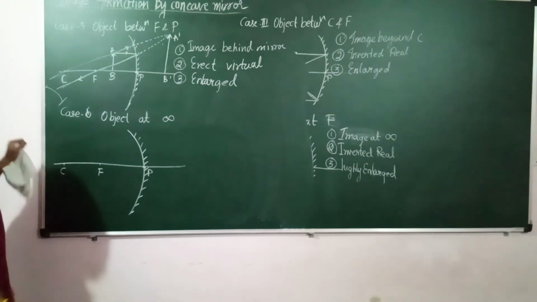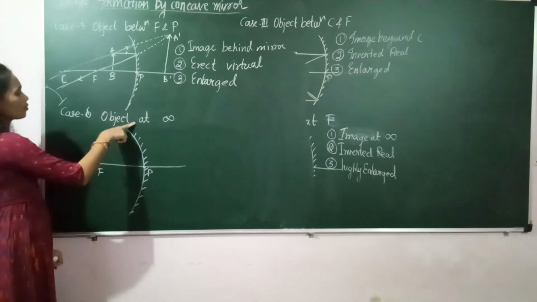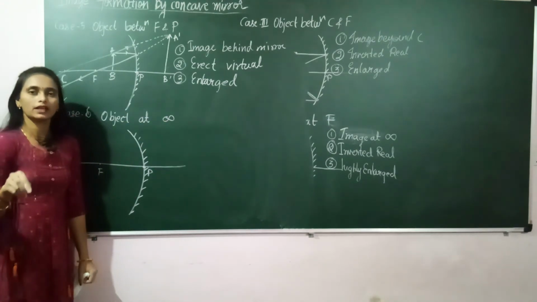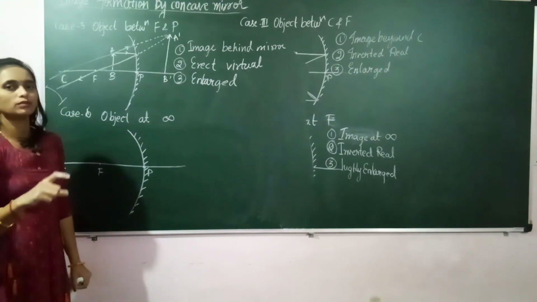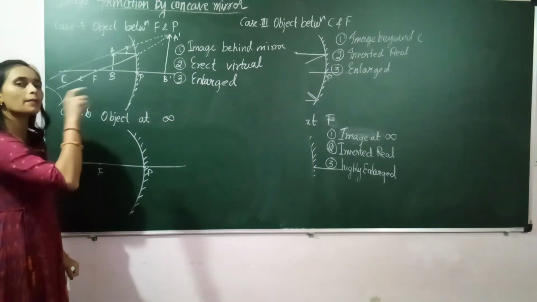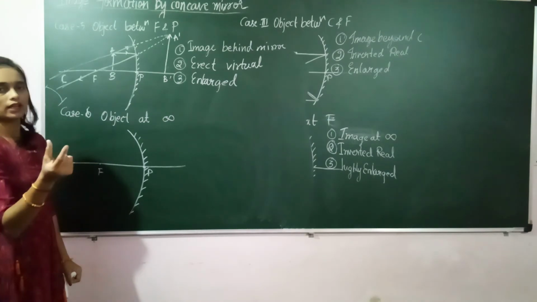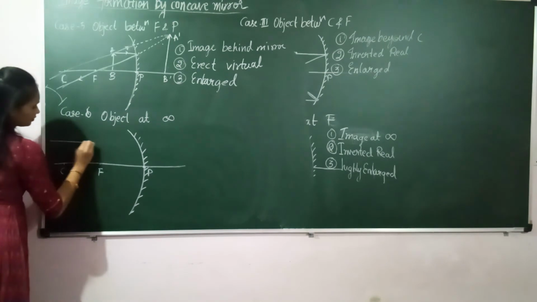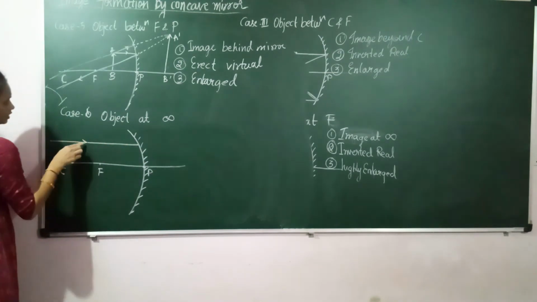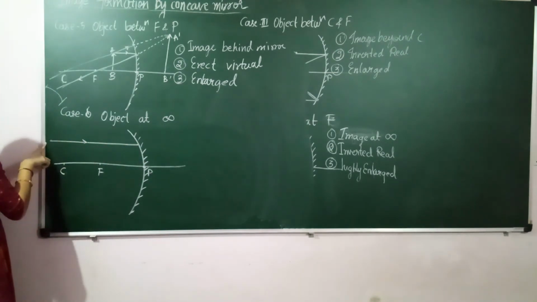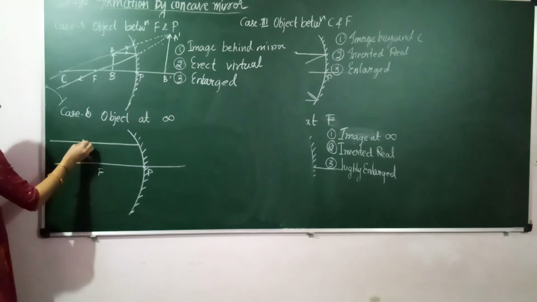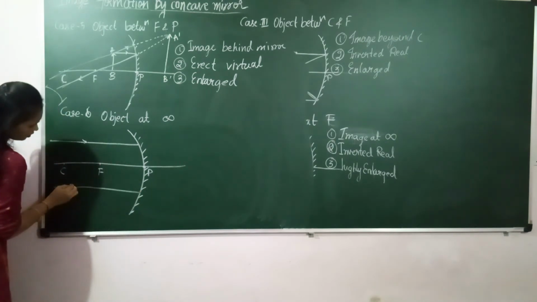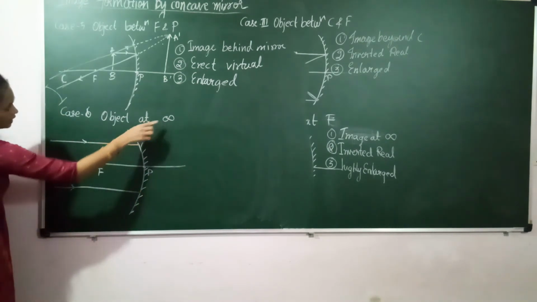Now, here we have written object at infinity. Whenever the object is placed at infinity, the rays will appear to be parallel, meaning the rays coming from an infinite distance will always be parallel. So here we will take parallel rays. This is a parallel ray coming from the infinite distance, and we will take two rays. Both are parallel because the object is kept at infinity.